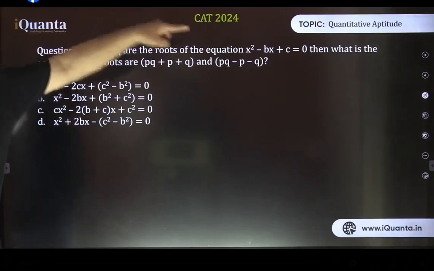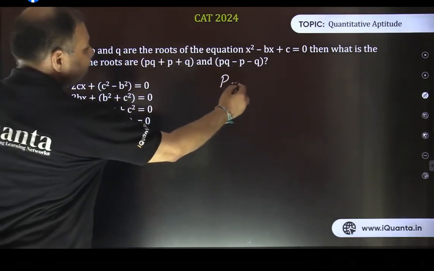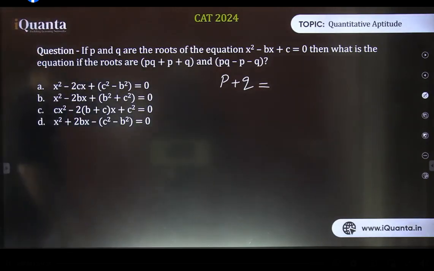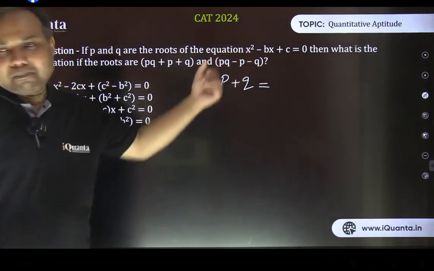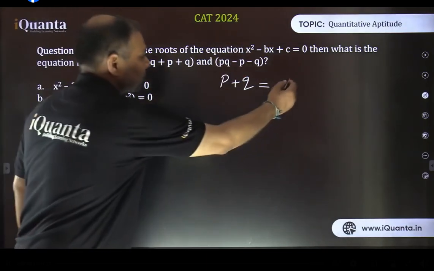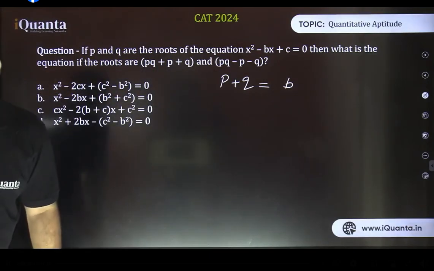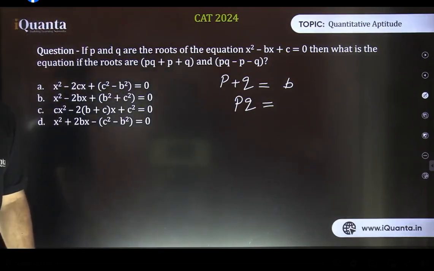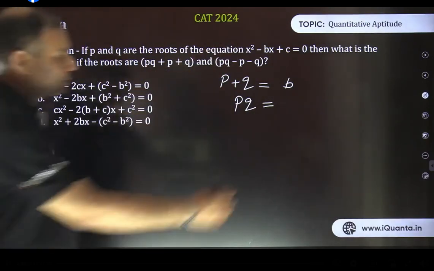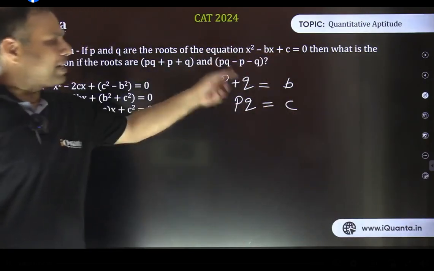P and Q are the roots of this equation. It means, can you tell me the value of P plus Q? The value of p plus q will be minus b upon a, that is b in this case. Yes or no? Fine? Right. Now similarly, can we find the value of p into q? How much is it going to be? P into q is c only. Product of the roots is c by a, so it's c by 1, that is c only.